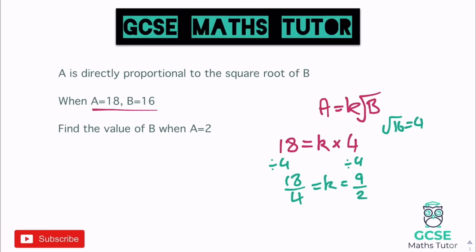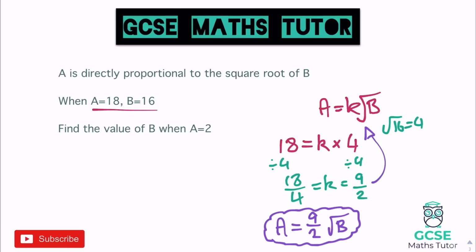So if we put that back into our formula now, so just putting that back up here for our value of K, we get A equals 9 over 2 root B. There we go. And there is our formula for A in terms of B. A is 9 over 2, or 4.5 times root B. And then it says find the value of B when A equals 2. So if we put those into our formula there, A equals 2, so 2 equals 9 over 2 root B.